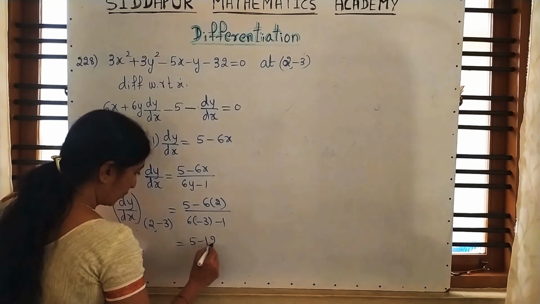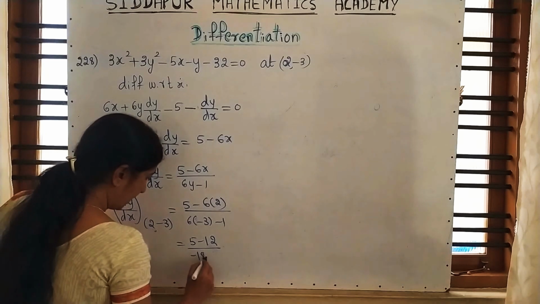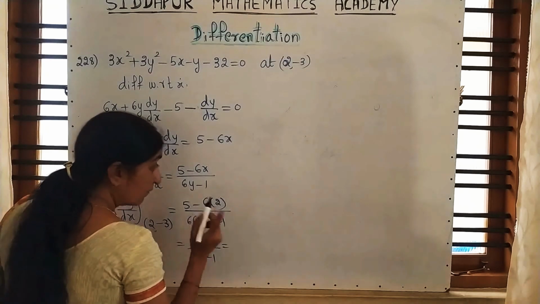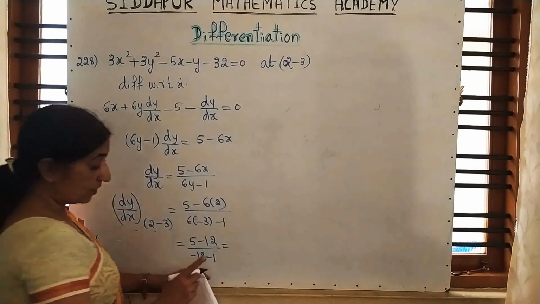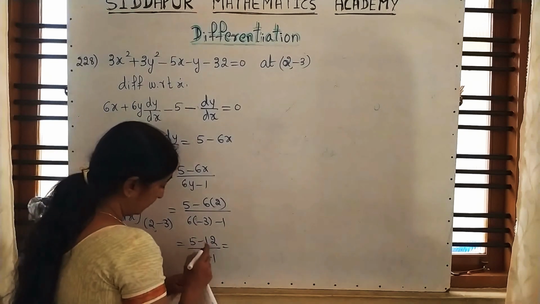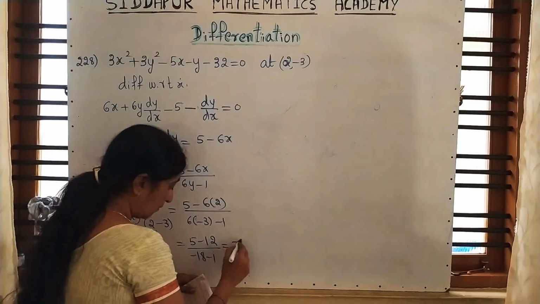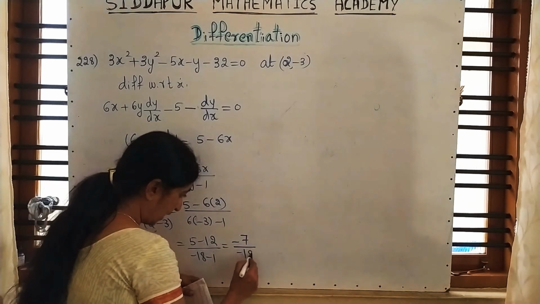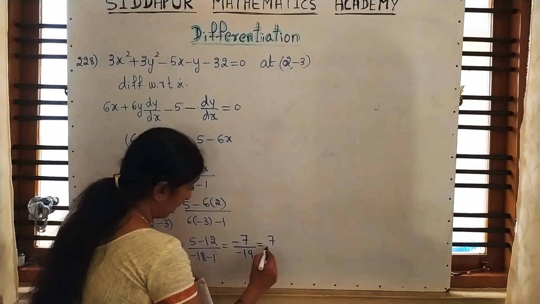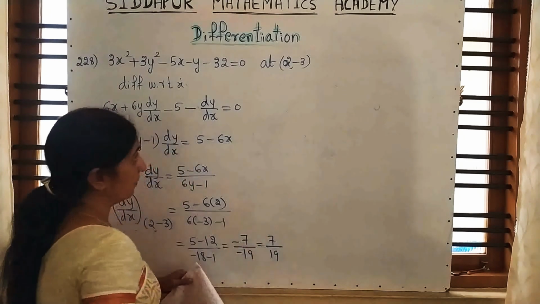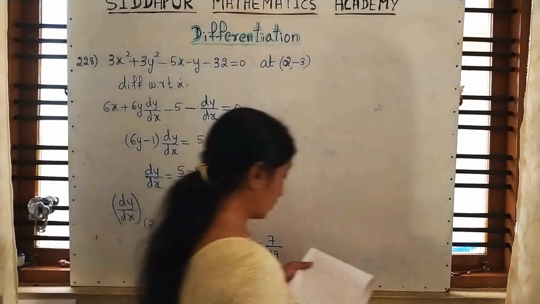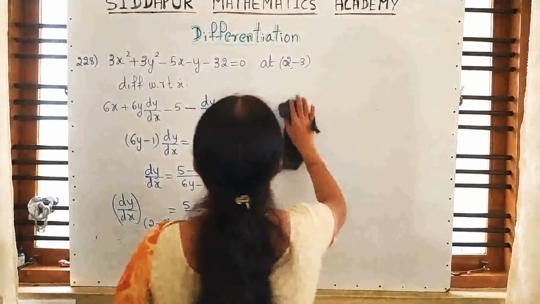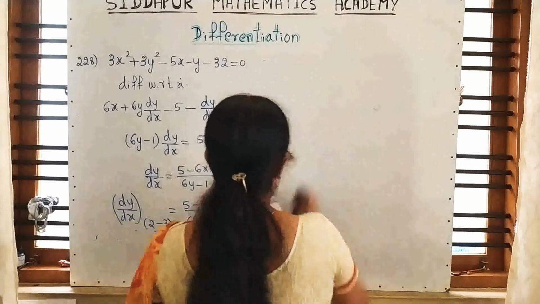Five minus 12, minus 18 minus 1. 5 minus 12, that is what? Minus 7, correct? Upon minus 19. The negative signs cancel, the answer is 7 by 19. Moving to the next question. Question number 229.